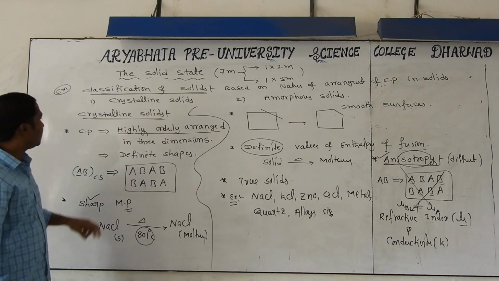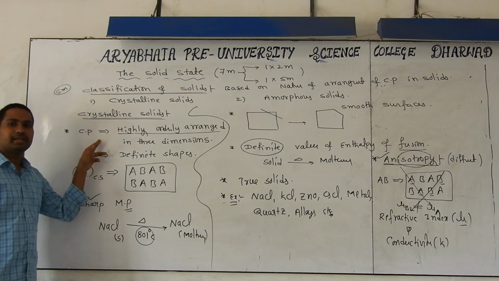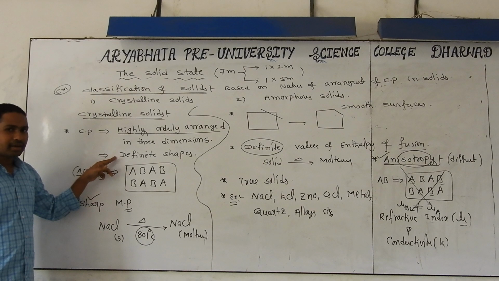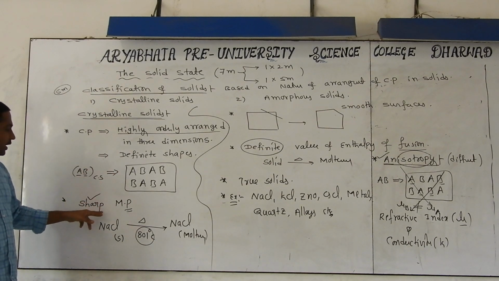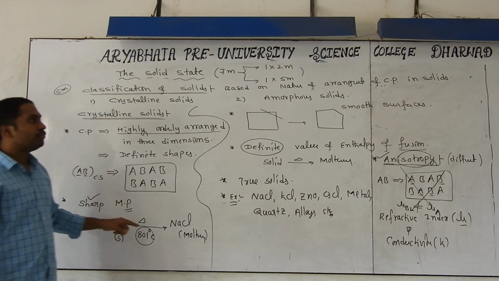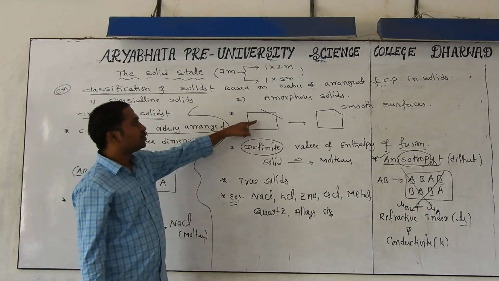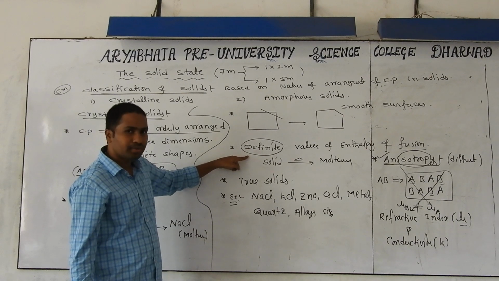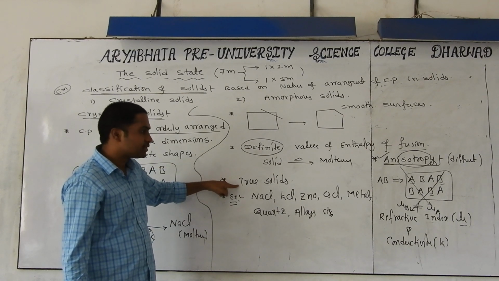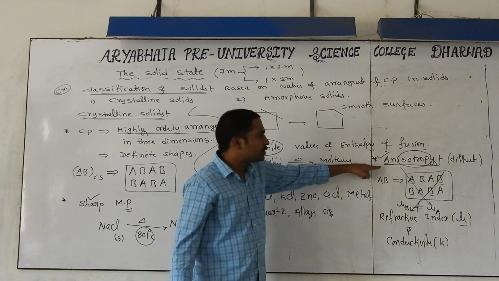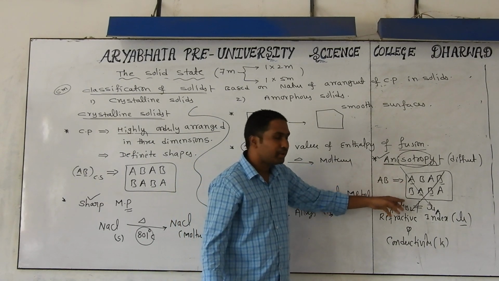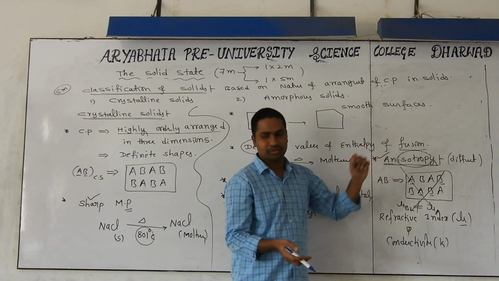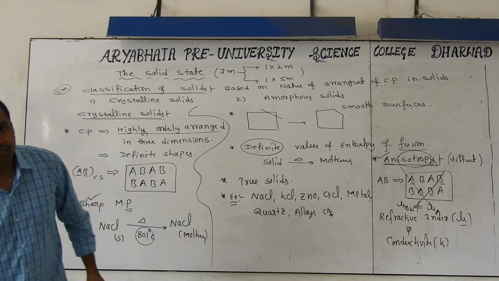What is the meaning of crystalline solids? The constituent particles are highly orderly arranged in three dimensions. They have a definite shape and a sharp melting point. After cutting the bodies with a sharp tool, we get smooth surfaces, and they have definite values of enthalpy of fusion. They are also called true solids. Regarding a crystalline solid, if you consider any property in different directions, we get different values. That only we are calling anisotropy. Yes, clear? Yes.